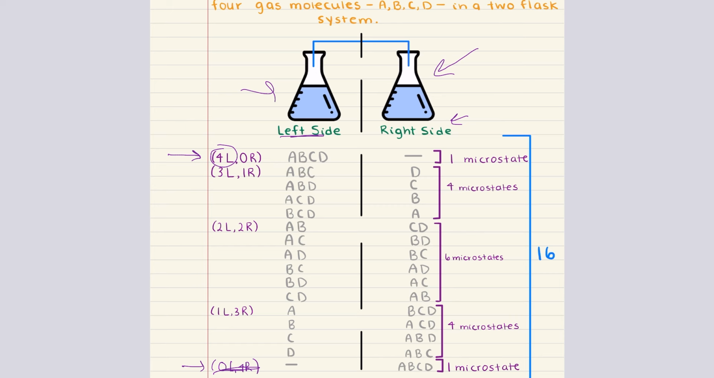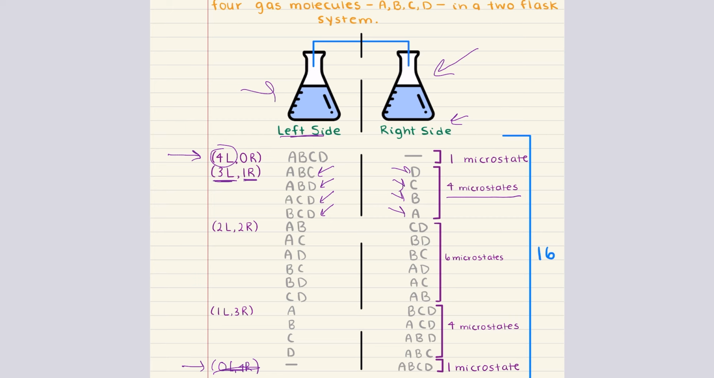What about the scenario of having 3 gas molecules on one side and then 1 gas molecule on the other side? This can happen in a number of ways. We can have those 3 gas molecules on the left side and 1 on the right side, and that combination gives us a total of 4 microstates. We can have ABC on the left and D on the right, or ABD on the left and C on the right, or ACD on the left and B on the right, and finally BCD on the left and A on the right.